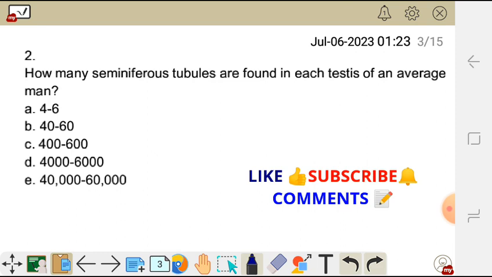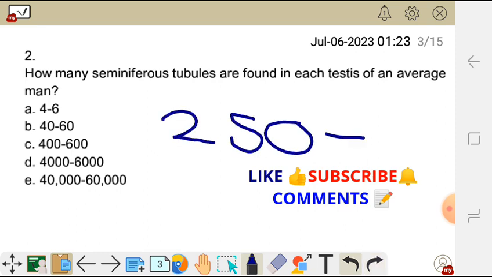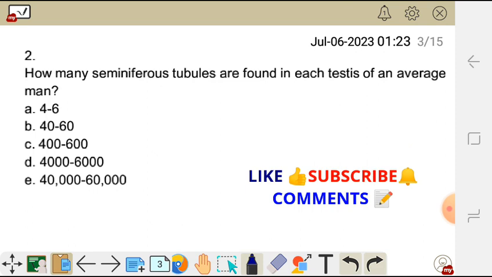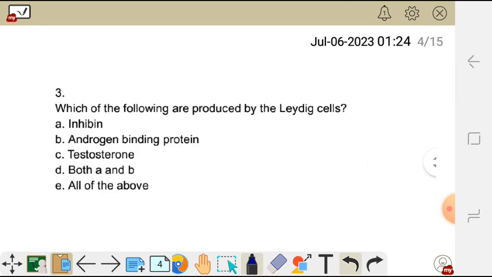In other publications, you are going to find 250 to 1,000 seminiferous tubules. So the correct answer here is that 400 to 600 seminiferous tubules are found in an average man. The correct answer is C.